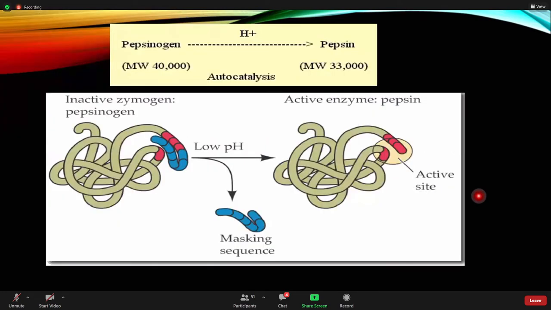This is at the molecular level how we activate enzymes from the zymogen form, or inactive enzyme, to the active one.